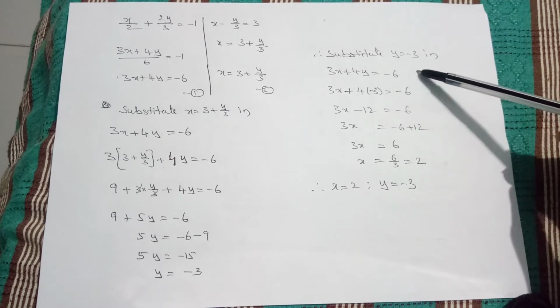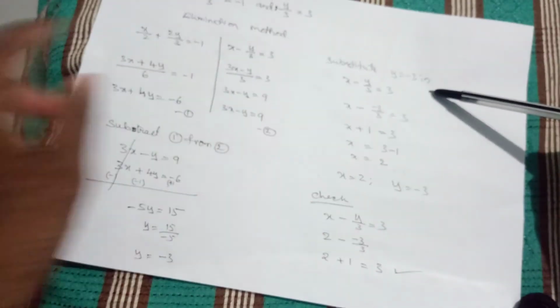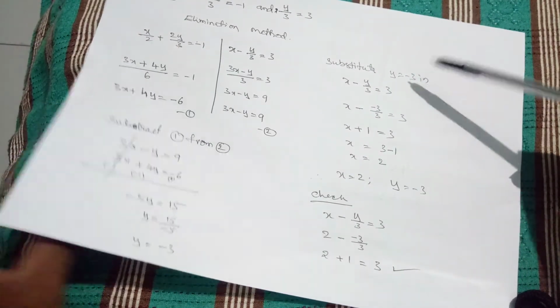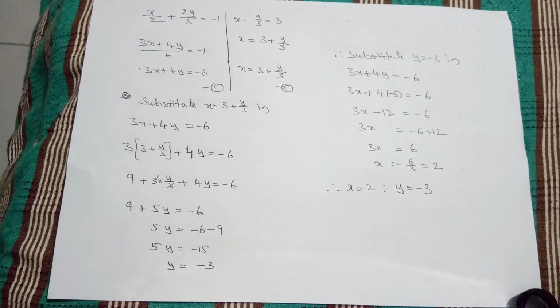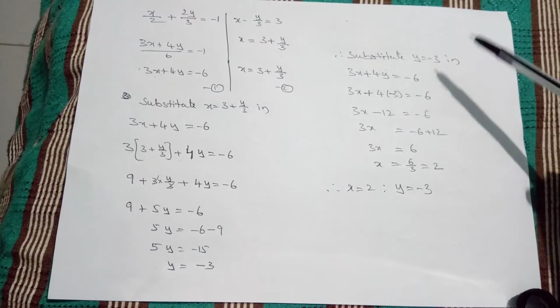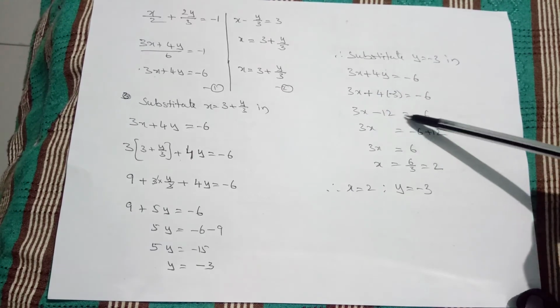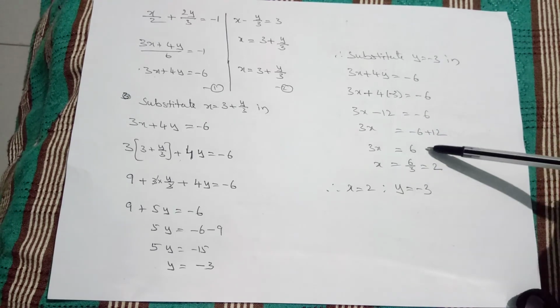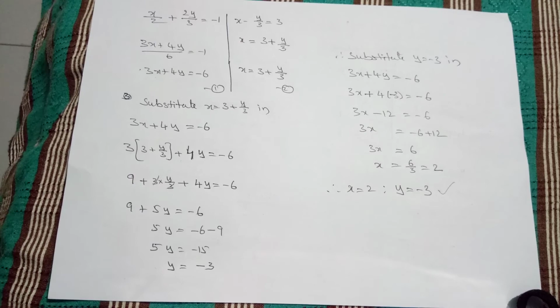So substitute this value. This time I select this part. In the previous question, the y value was substituted in the second equation. But now I am going to substitute y is equal to minus 3 in the first equation. That means you can choose any one, there is no problem. Substitute and do it carefully. Here 3x minus 12 is equal to minus 6, and minus 12 comes to this side, plus 12, and 3x is equal to 6, x is equal to 2. So we got the same values, x is equal to 2, y is equal to minus 3.